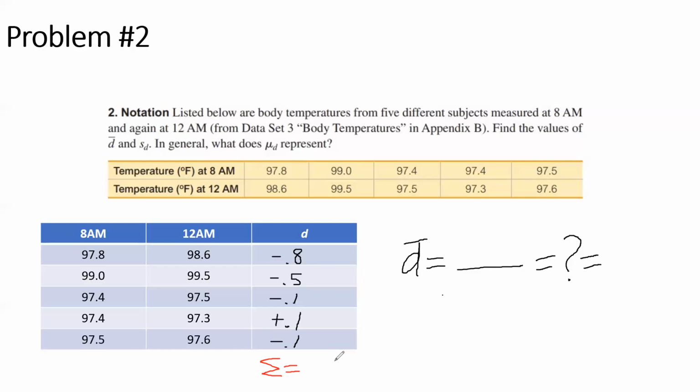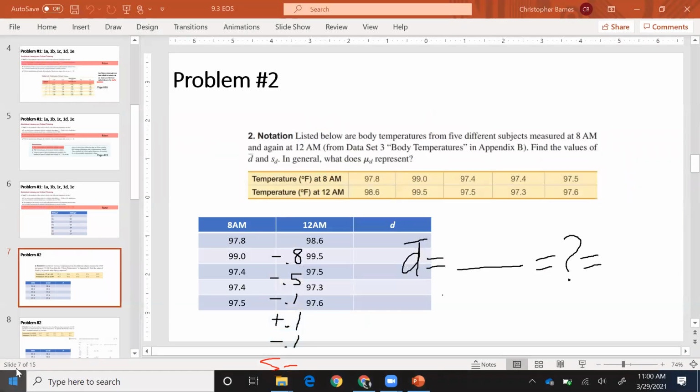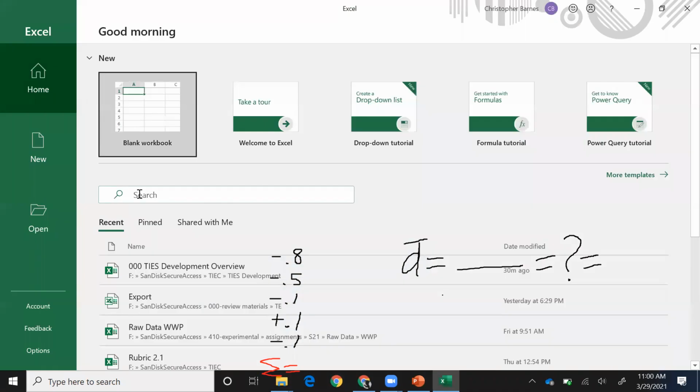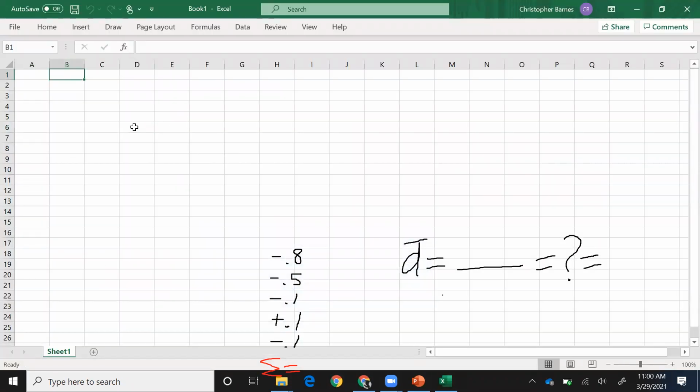All right, I think I get a negative 1.4. That doesn't seem right though. Let me do this in Excel real quick. I thought it was something else. Yeah, I think I might have used my calculator wrong.